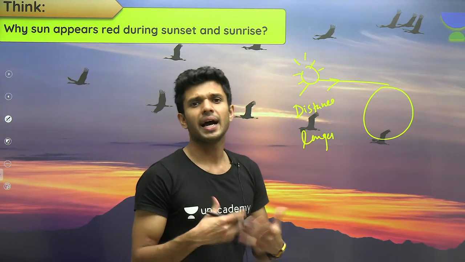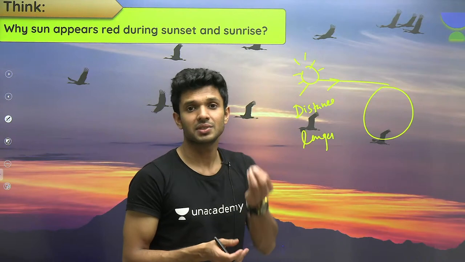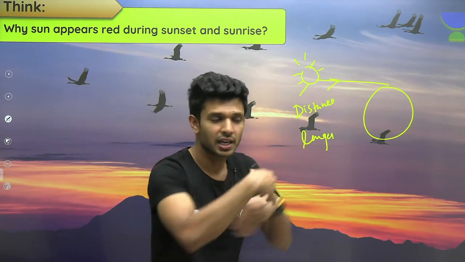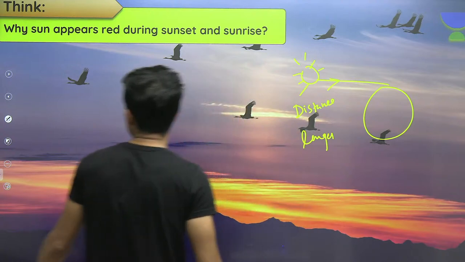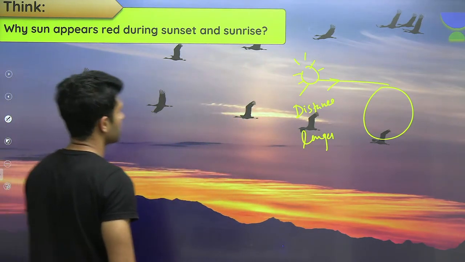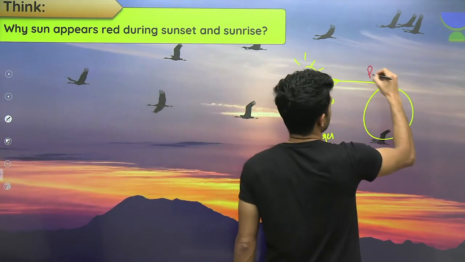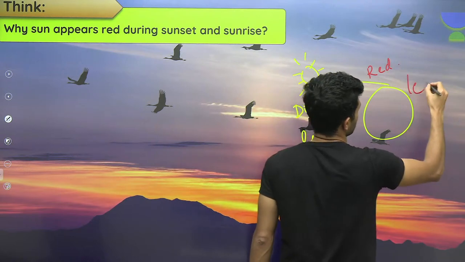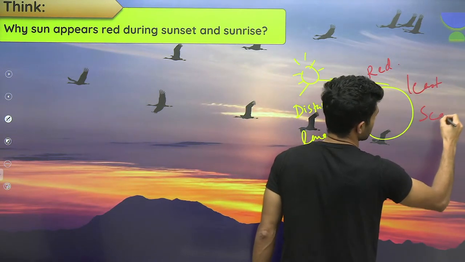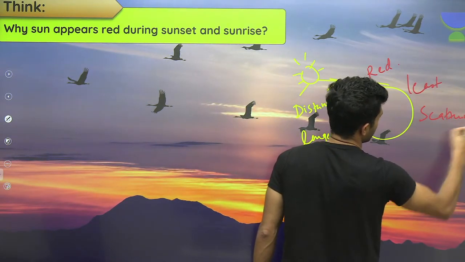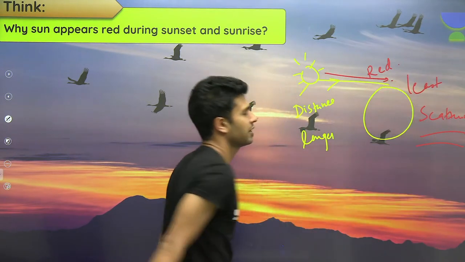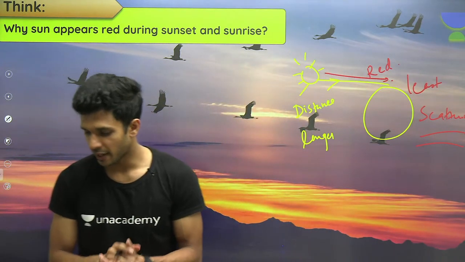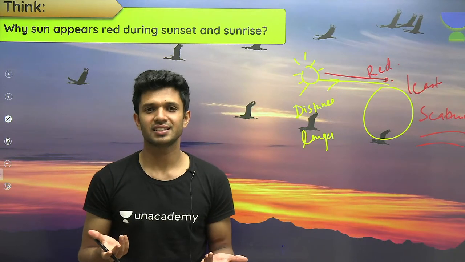But you know that violet and all the rest of the colors which have high scattering compared to red will be scattered away. So, which is the only light available to reach here on the surface without scattering? Red color, because it undergoes least scattering. So, the red light without undergoing scattering will be directly reaching here and we'll be seeing the sun in red color. Now, understood well?